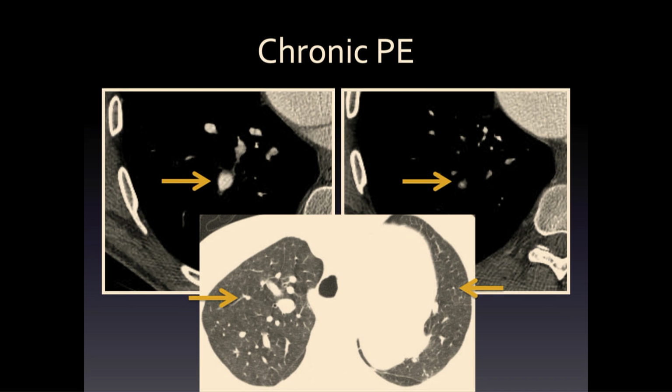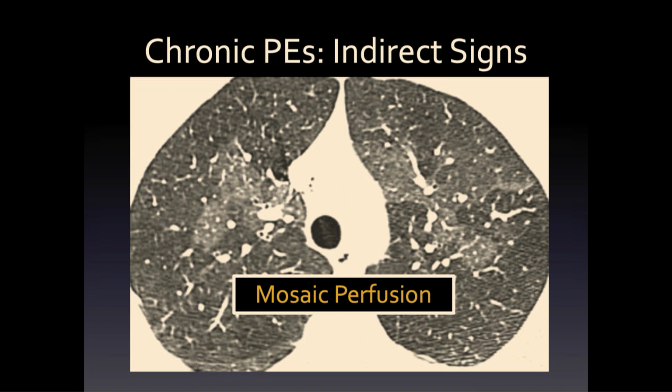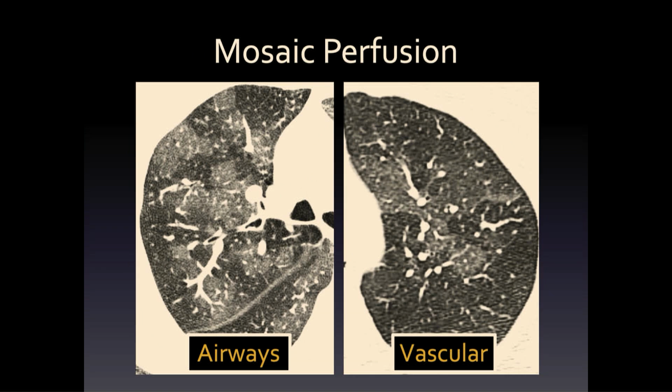Chronic PEs get very tough for CT sometimes, and this is where other findings can help, like is it causing mosaic perfusion? Now the classic teaching, I love this because it made so much sense to me when I learned it, was that vascular and airways causes of mosaic attenuation should look different.